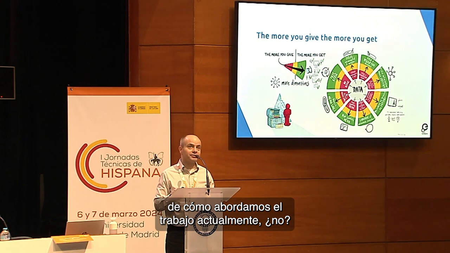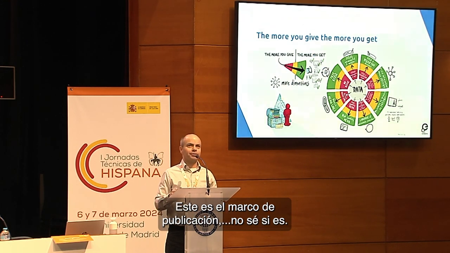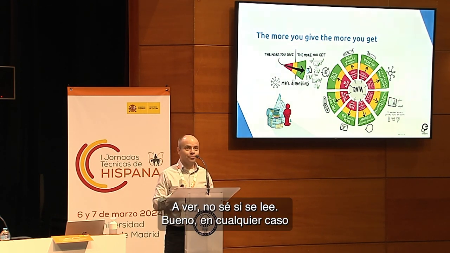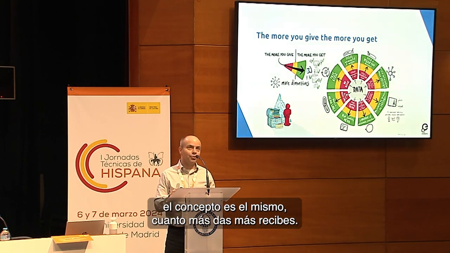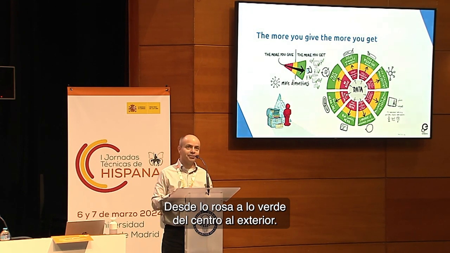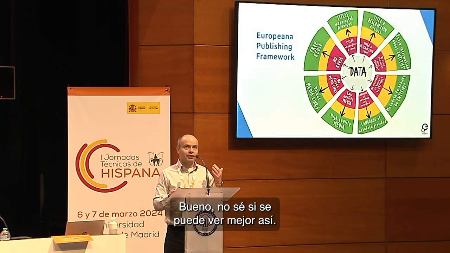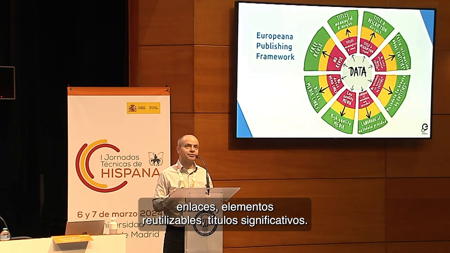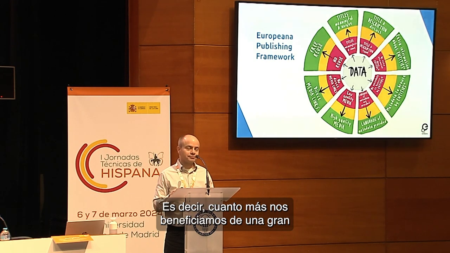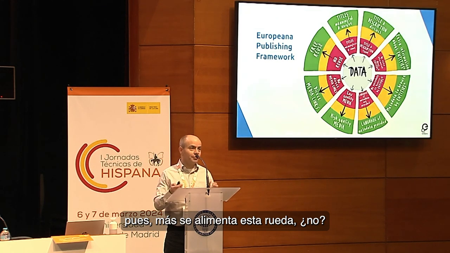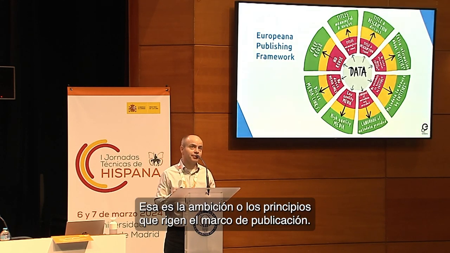And in this context, that's what the publishing framework looks like. I'm not sure this is readable from the back of the room. It's basically that same concept. The more you give, the more you get, from the pinkish colors in the middle to the green colors at the end. The more you invest in, maybe make it bigger that way, high quality media, direct media links, reusable items, meaningful titles, and so on, the more you benefit from higher visibility and the reuse scenarios that we have spoken about. So that's the whole ambition, the whole principles that the publishing framework is working with.